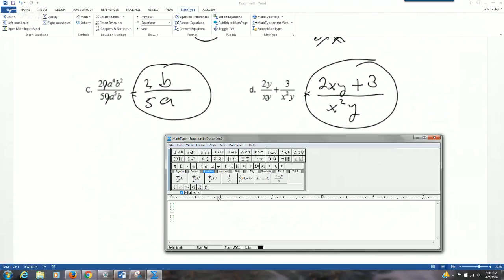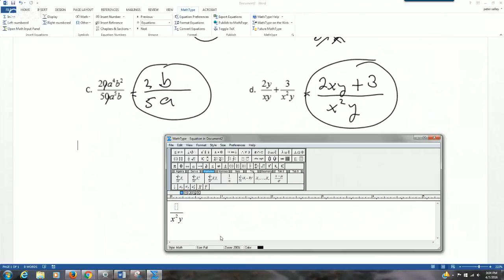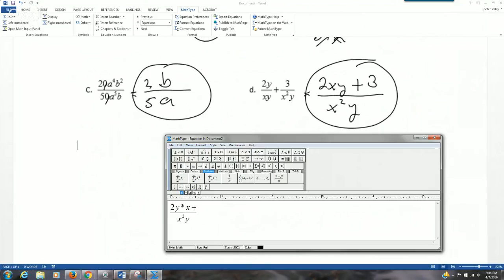Okay, so I'm looking at the denominators, and I have to find a common denominator between xy and x squared y. That's going to be x squared y, so it's at least got to have an x times x times y in it. Looking at that first fraction of 2y, it was missing the x, and the 3 wasn't missing anything, so we just carry the 3 over. And then all I did was simplify, multiply the x and the y together.